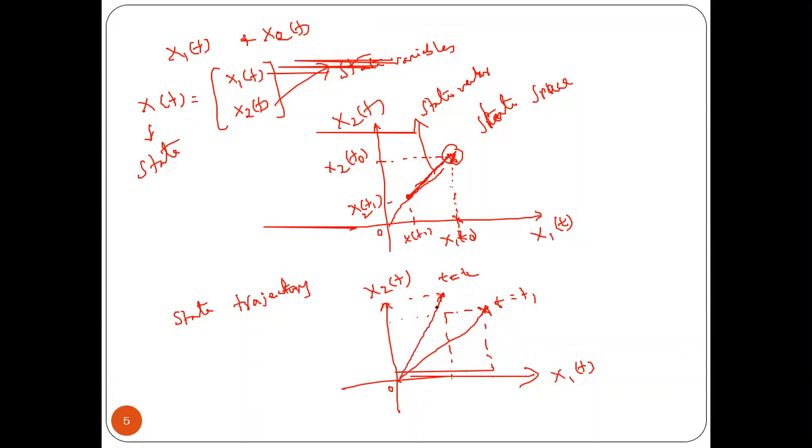Then the joint between these is called the state trajectory. So this is the point from the initial value to time t1, and this is the point from the initial value to time t2. And the connection between these two, the vector between these two values, is called the state trajectory. Okay.